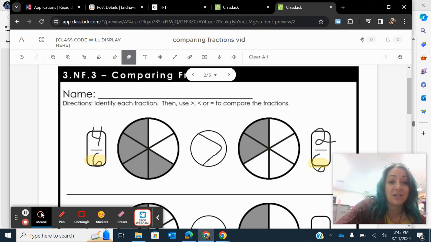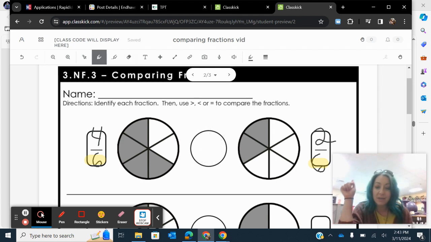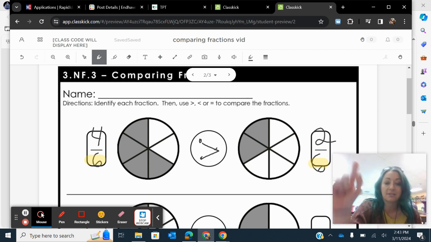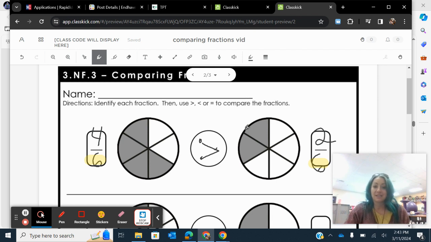Another way that you, in case you're like, wait a minute, I don't remember which symbol to use when I'm comparing for greater than or less than, what you can do is think about which number is bigger. So this one, we decided 4/6 is bigger. So that one's going to get 2 dots. That means this one over here only gets 1 dot. And then you just connect the dots to show that 4/6 is bigger or greater than 2/6.